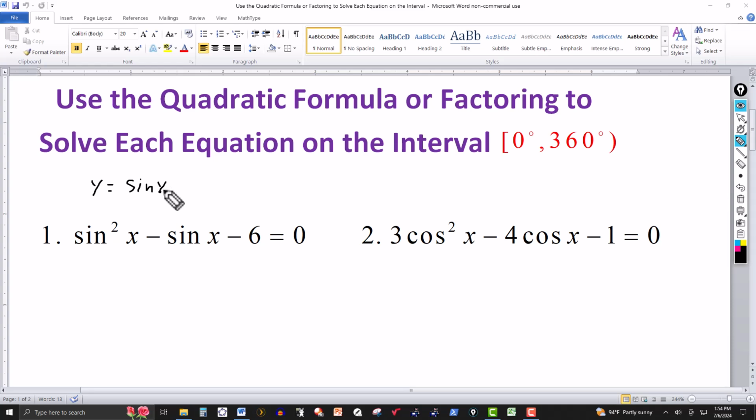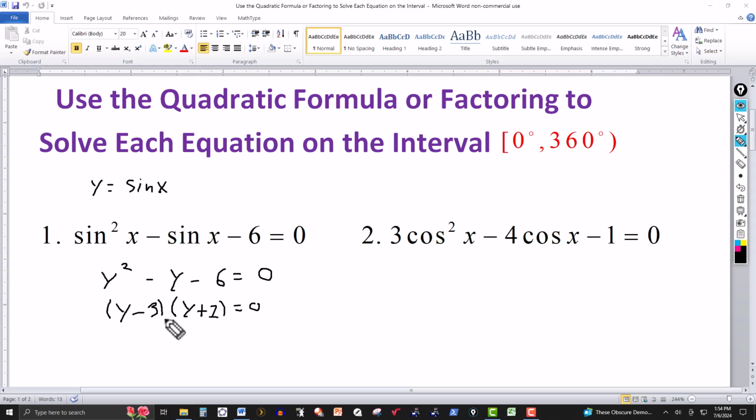You don't have to do this, but you could write it this way and say let y equal sine of x. Then this would be y squared minus y minus 6, and solve this just like a regular quadratic equation. You could use factoring, you could use the quadratic formula. Obviously if it factors, that's what you want to go with. So this one factors into y minus 3 and y plus 2, and then set the factors equal to 0.